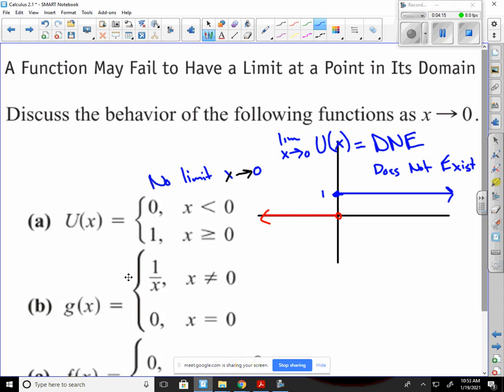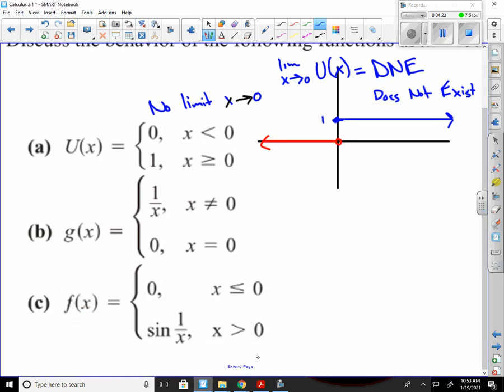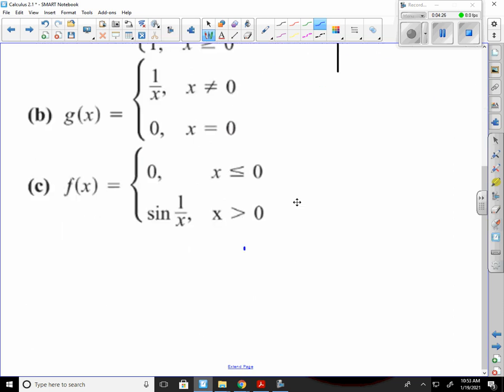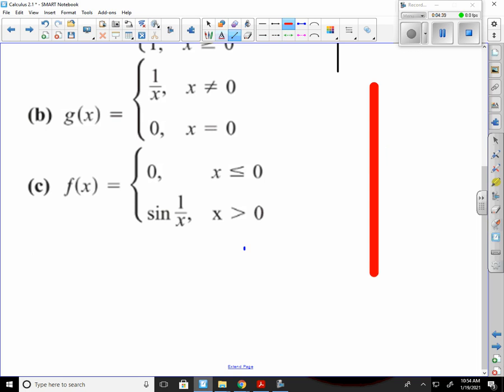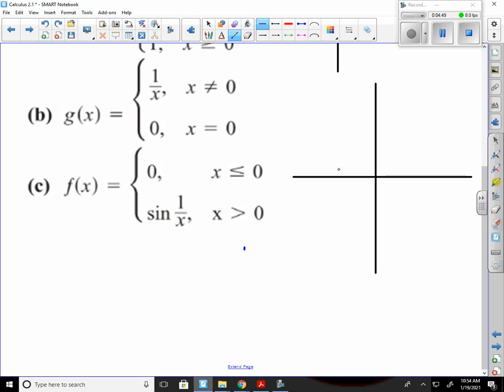Okay, my next one for part B is g of x equals 1 over x, as long as x is not equal to 0. And it's 0 when x is 0. So now if I draw my graph here, I don't like that line. Let's get rid of that. Just going to do a rough sketch of my x and y axes again. Then it's 1 over x anytime x is not equal to 0.